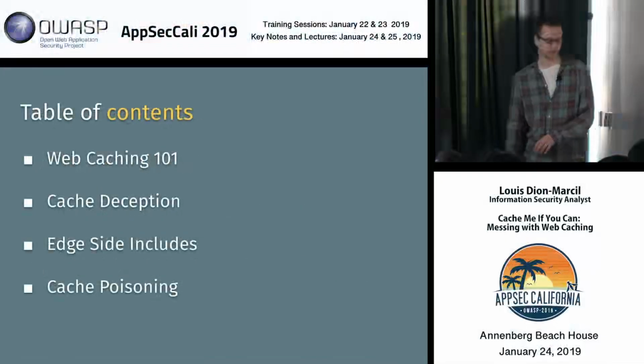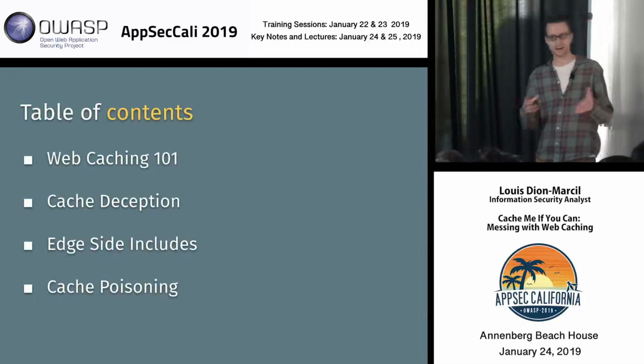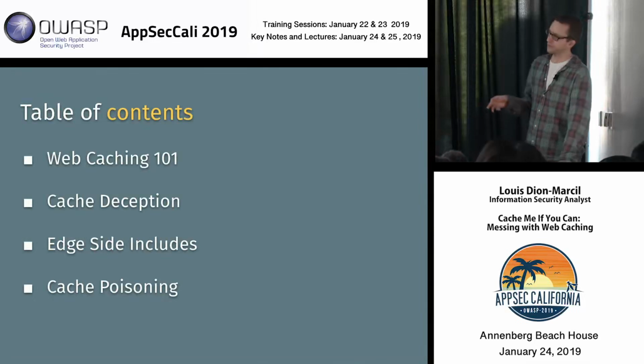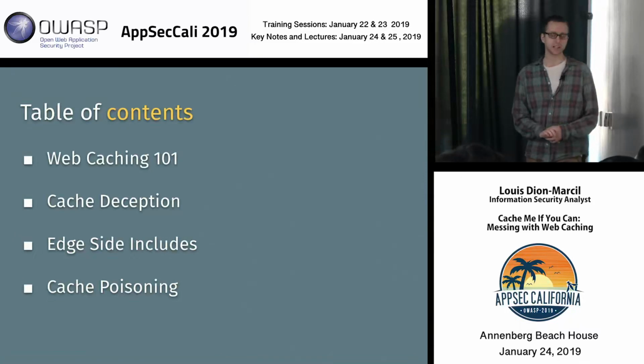So the table of contents is going to be a very short web caching 101, so that we're on the same page about what we're talking about. And then we'll talk about three attack methods: web cache deception, edge side include injection, and cache poisoning.